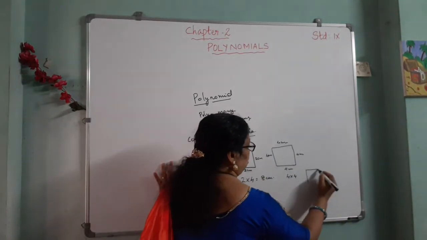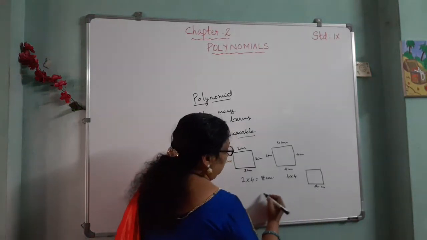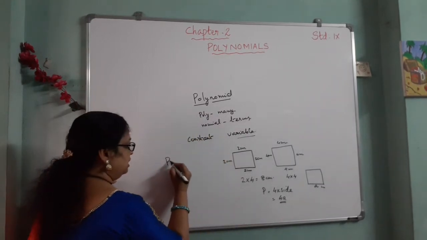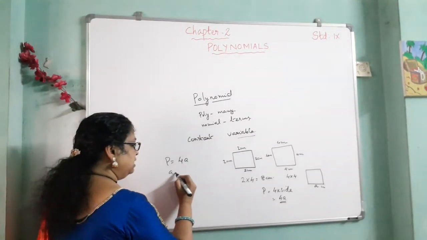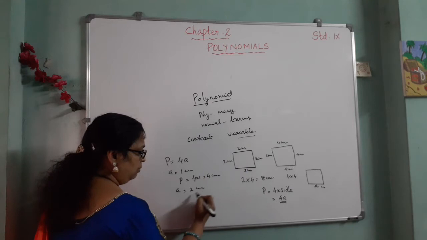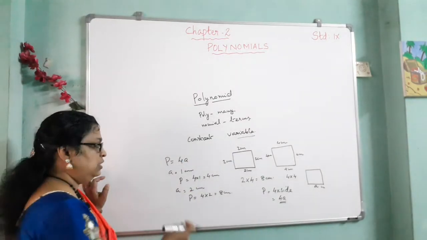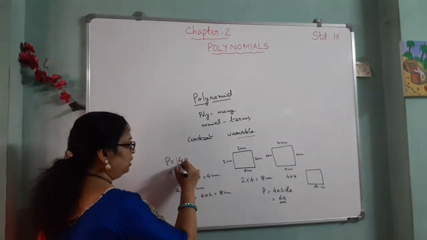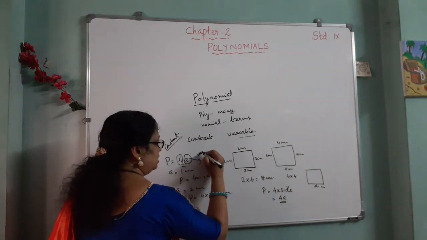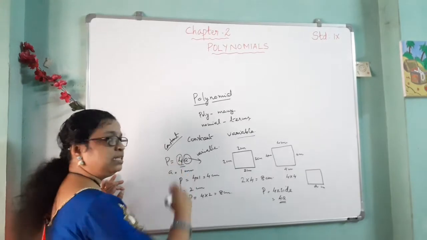Suppose a square has side a centimeter. In general we say the side is a centimeter, then the perimeter is equal to 4 into side, that is 4 into a. The perimeter equation is 4 into a, where a is the side. If a is equal to 1 centimeter, perimeter is equal to 4 into 1, 4 centimeter. If a is equal to 2 centimeter, perimeter is equal to 4 into 2, that is 8 centimeter. That is, if a changes, the perimeter also changes. This 4 is always the same, so 4 is called a constant. This a varies, that is, it is a variable. Usually we use small letters of the alphabet as variables, and the numbers are always constants.